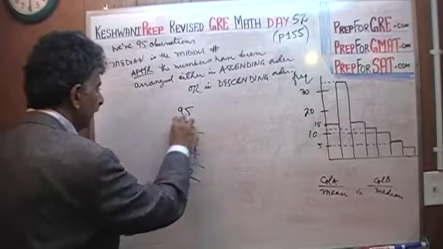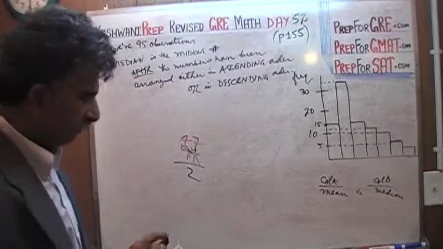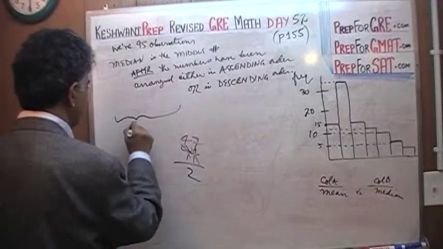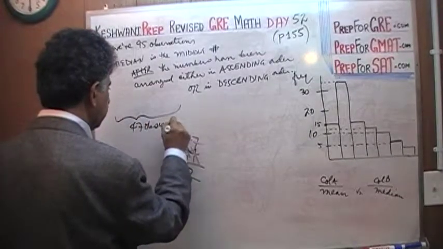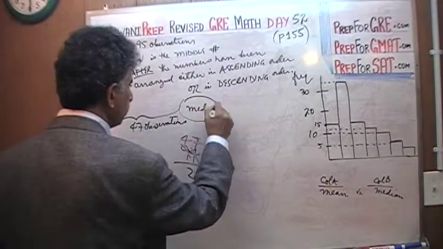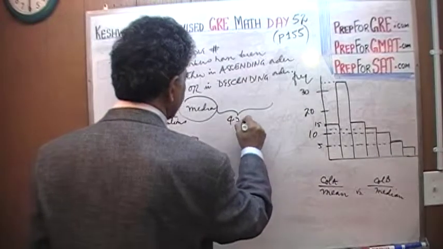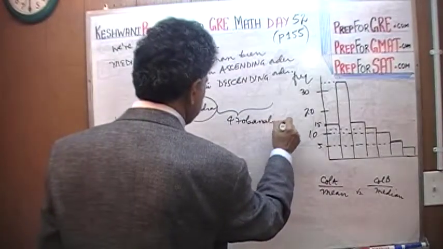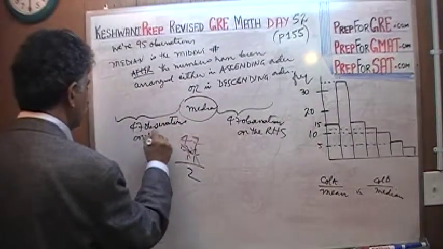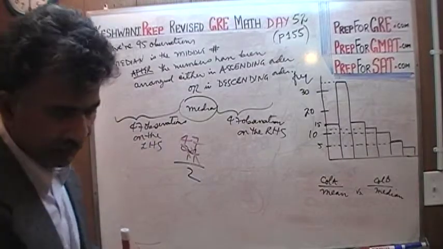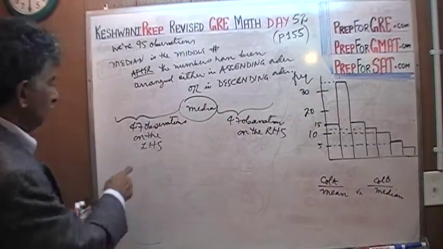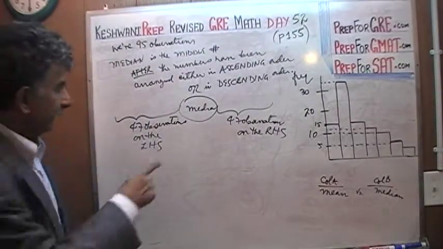So we are interested in situations where we have 47 observations to the left, then we got our median, and then we have 47 observations on the right hand side. And that guy right in the middle, after we have arranged them so that 47 observations are to the left of it and 47 of them are on the right of it, that is your median.